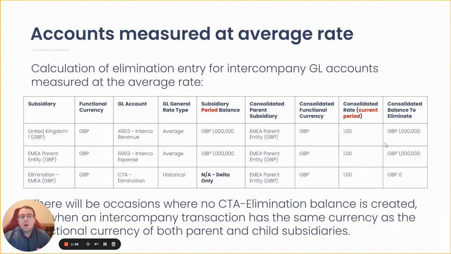What that means is we will have occasions when we are eliminating certain transactions in NetSuite where no CTA elimination balance is generated. You might recall that the CTA elimination balance is the delta to ensure that the journal entry will balance. In this case, the CTA elimination amount is 0 because the journal entry balances because we are debiting and crediting the same value in GBP.